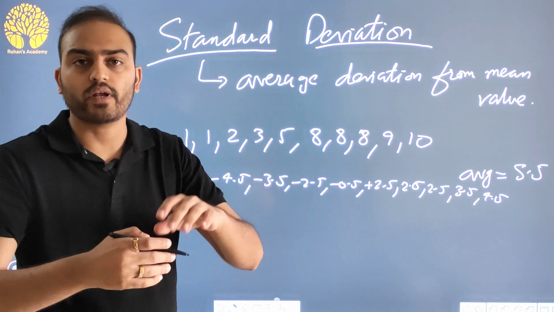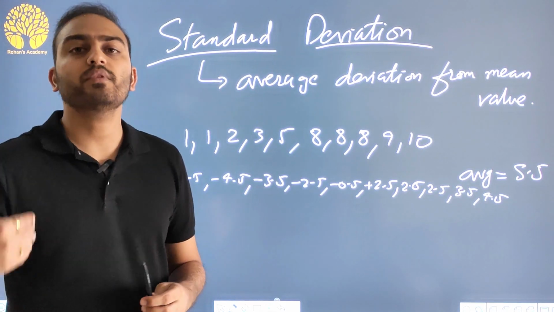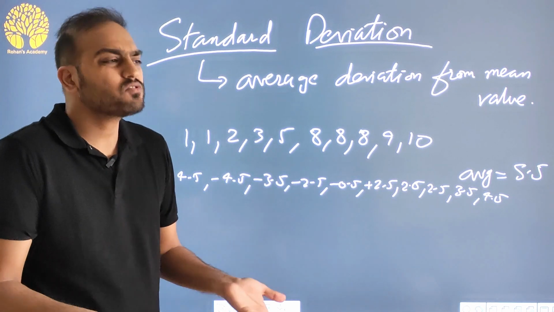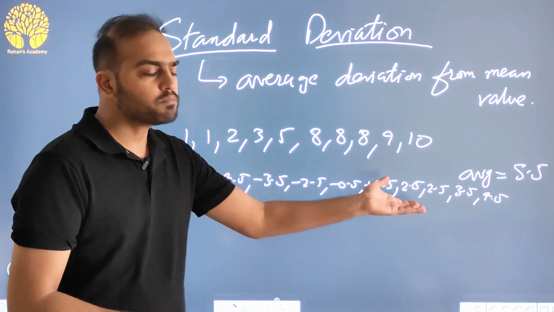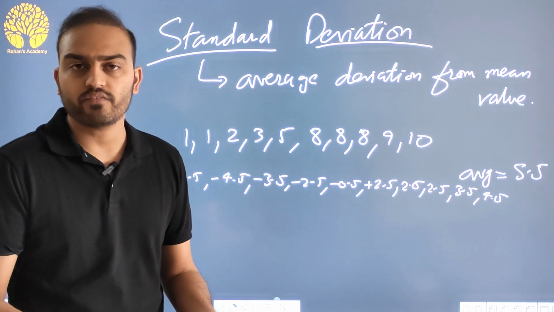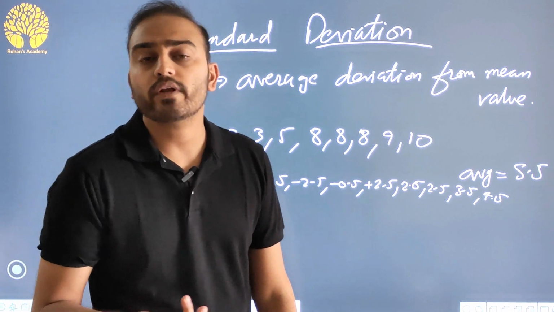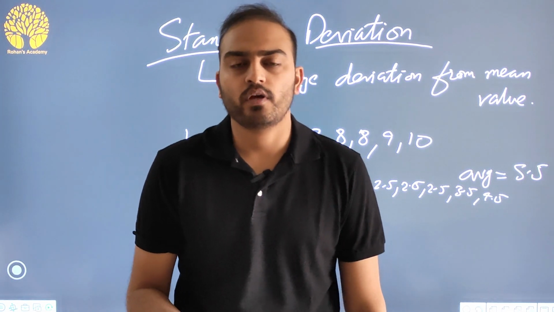Average is the common value. Whatever is above it, the same thing is below it. So if I add all of this, there's no point, because it will become 0. So then how will I calculate my standard deviation? How do I solve this problem?